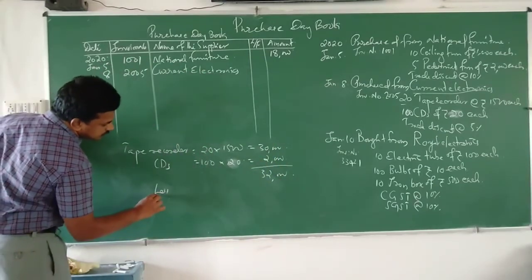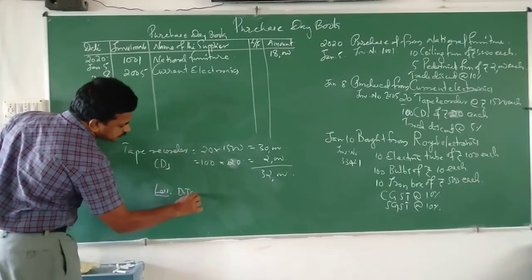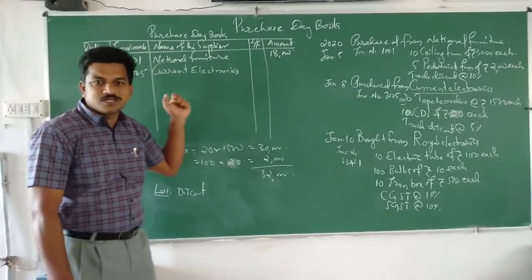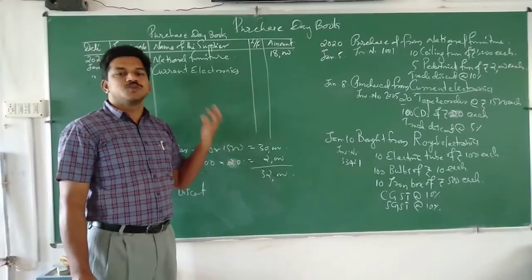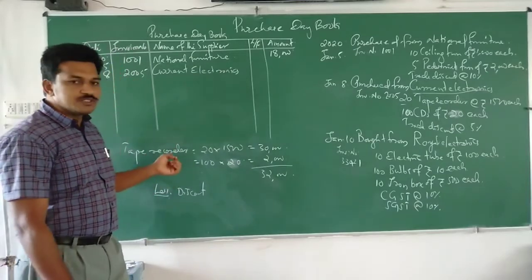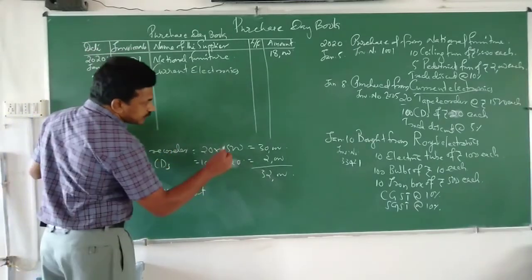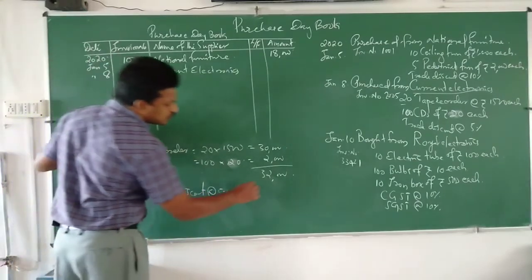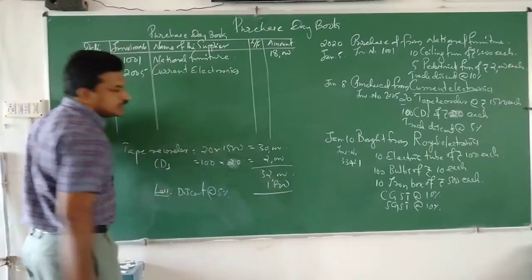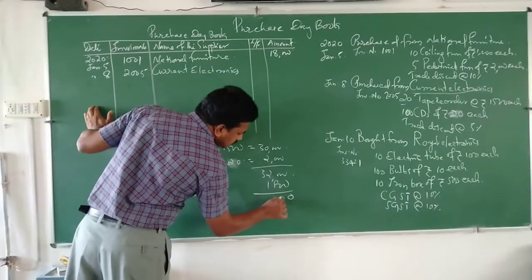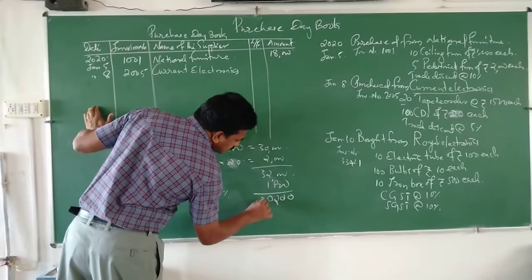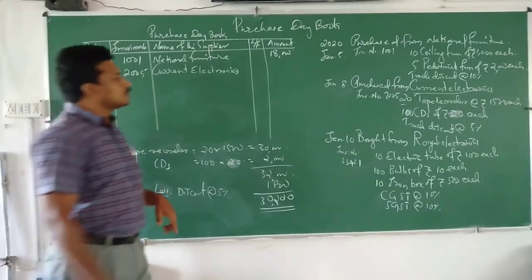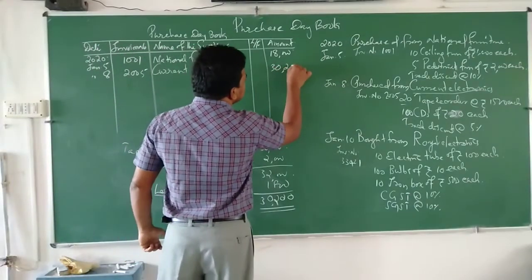Less discount. Trade discount only will be considered here. Cash discount will not be considered, because cash was not given. So trade discount we have to deduct, how much? At 5%, so 1,800 is the trade discount. Balance 30,200. So for Current Electronics we will write 30,200.